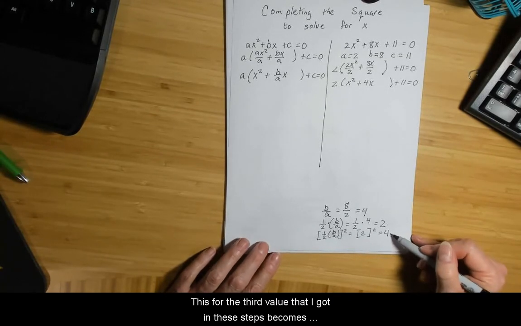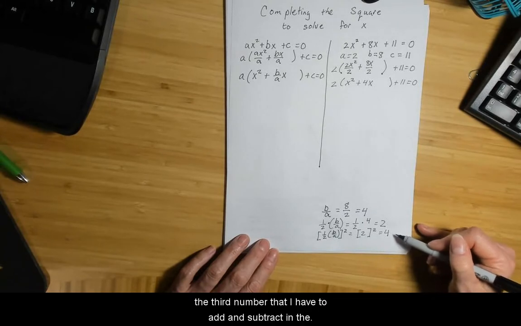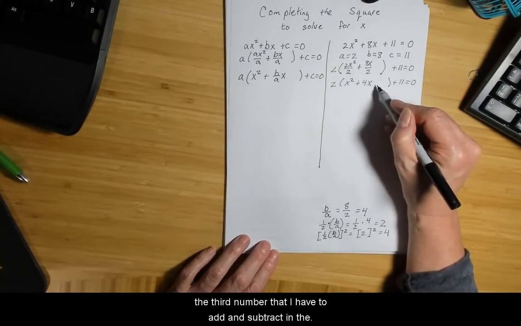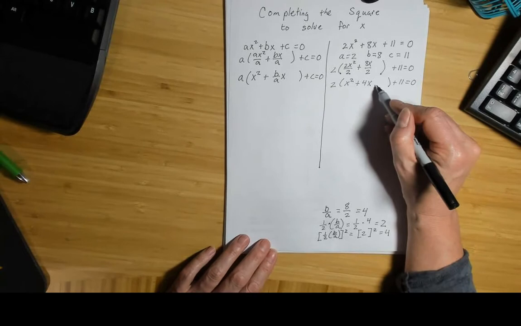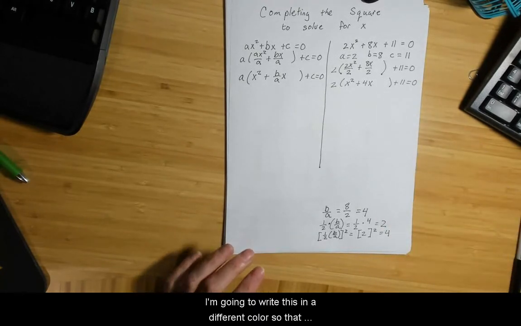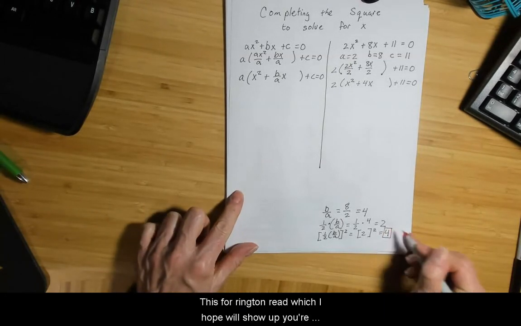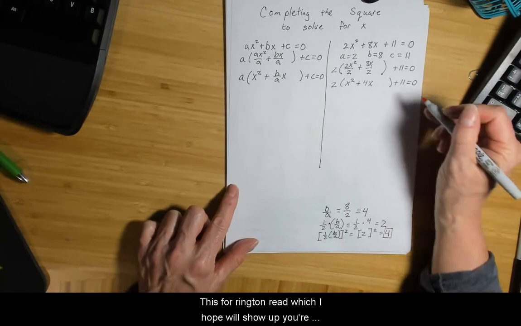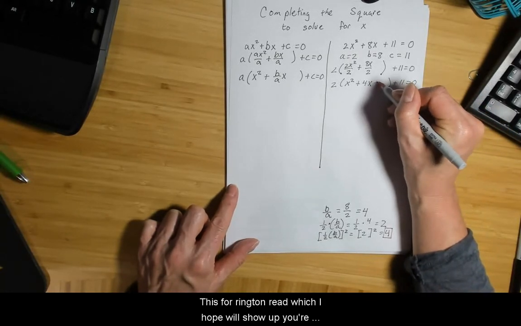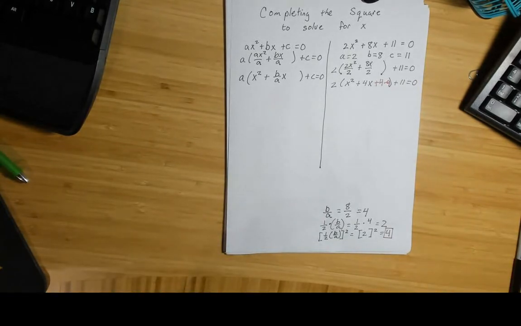This 4, the third value that I got in these steps, becomes the third number that I have to add and subtract in these parentheses. I'm going to write this in a different color so that hopefully you can see where it comes from. This 4, ringed in red, which I hope will show up, you're going to add and subtract inside the parentheses.